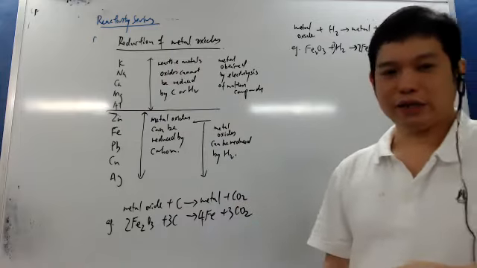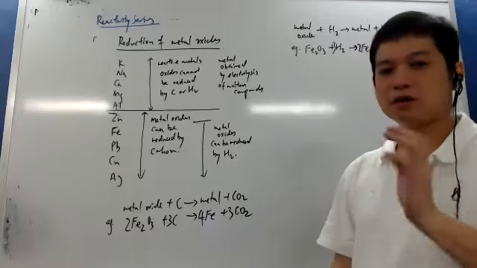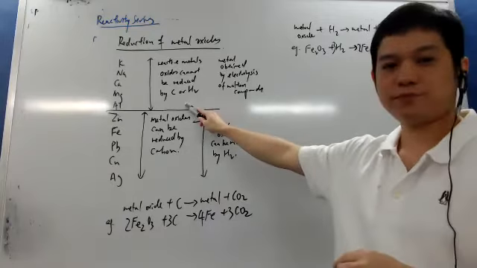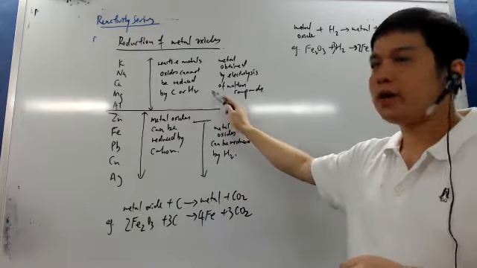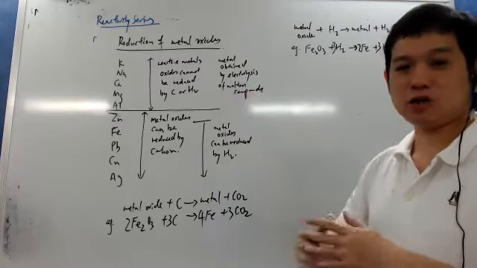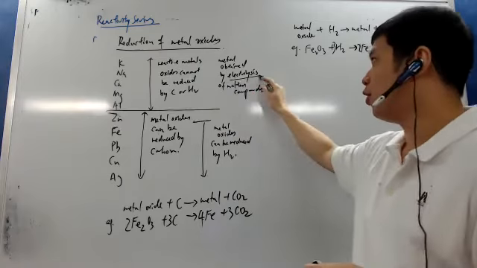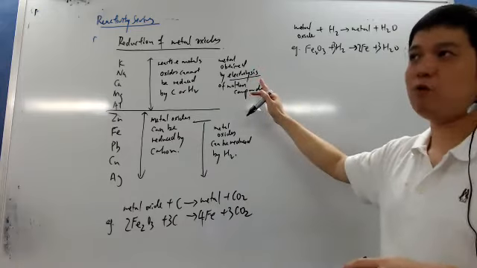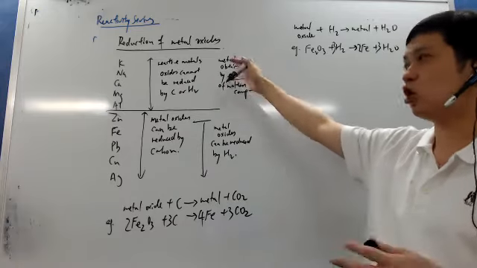Those metals that are above zinc, like potassium, sodium, calcium, magnesium, aluminum, all those metals are considered reactive metals. So the oxides are very stable. So the oxide cannot be reduced by carbon or hydrogen. So the only way to get these metals will actually be by electrolysis of the molten compound. Electrolysis, of course, is more expensive, but no choice for these metals.